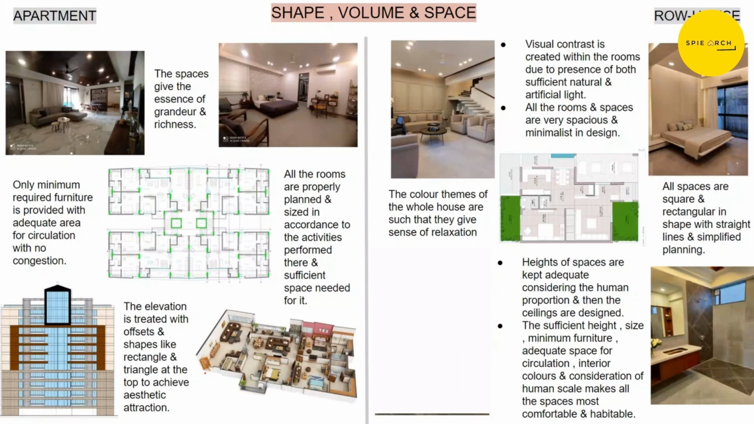And the most important thing is that they considered sufficient height and size, they kept minimum furniture, and adequate space for circulation was provided. Interior colors were such that they were pleasing and gave a sense of spaciousness. So all of this, and the consideration of human scale, made the house and spaces comfortable and habitable. Next slide.